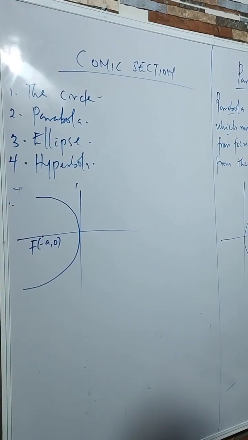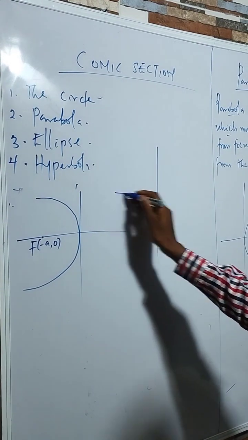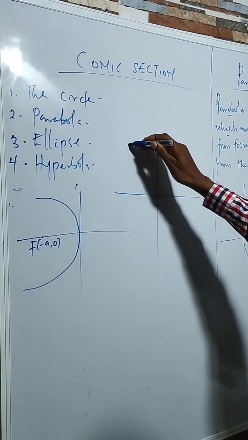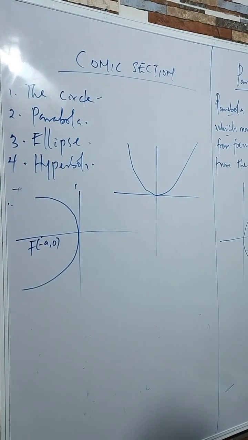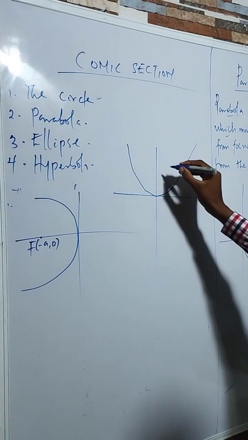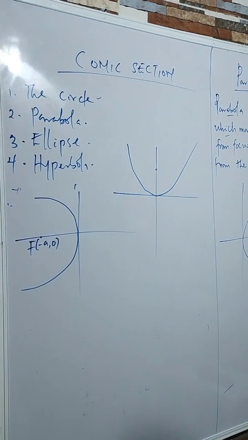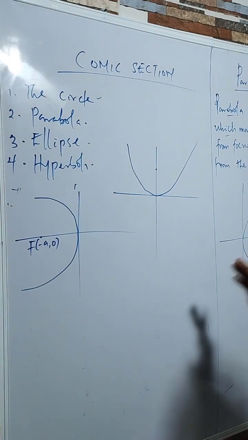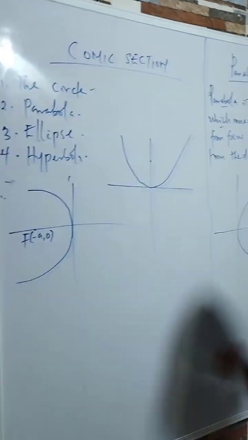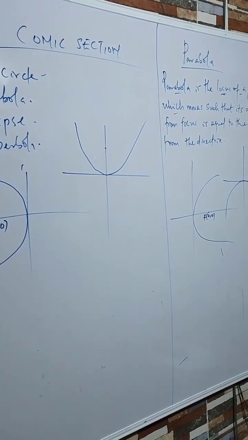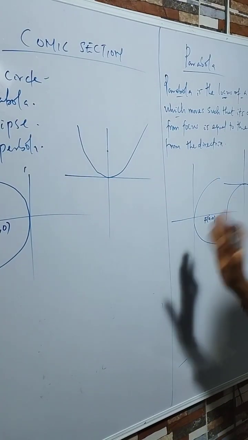Now, this same focus, I can also place it the other way around, allowing the parabola to pass through the origin. If it passes through the origin, I will have my focus on the y-axis. Look at the two differences. This one is facing this direction, that is to the negative x, while this one is facing this direction, to the positive x. All of these are passing through the origin.